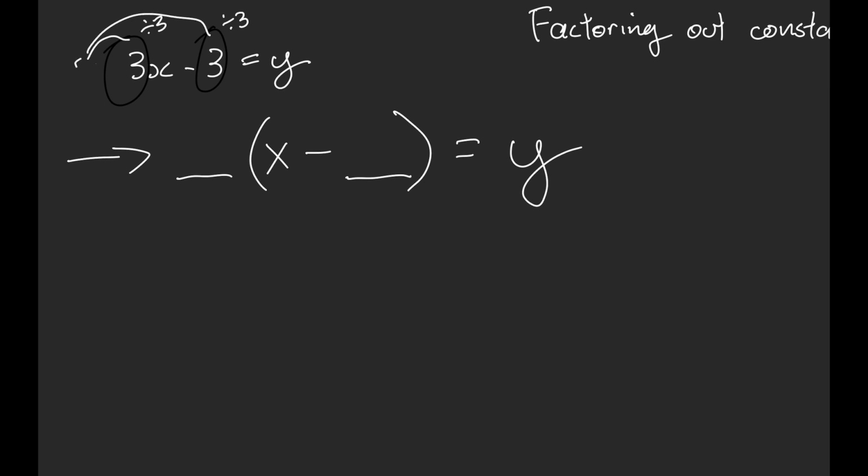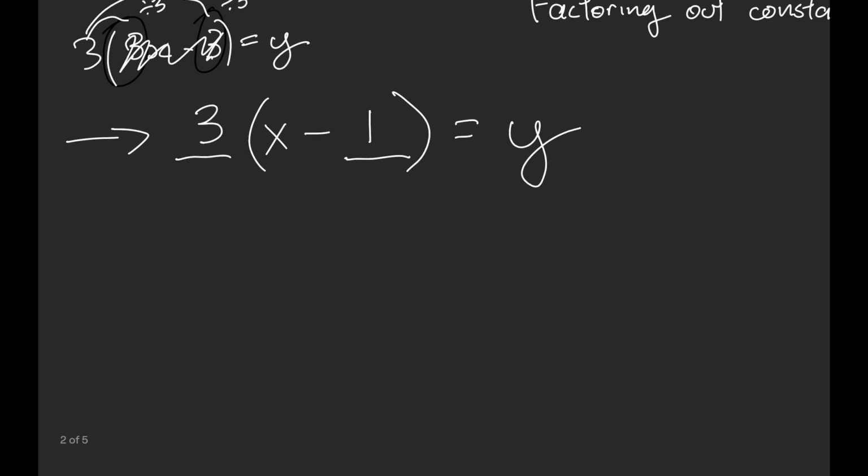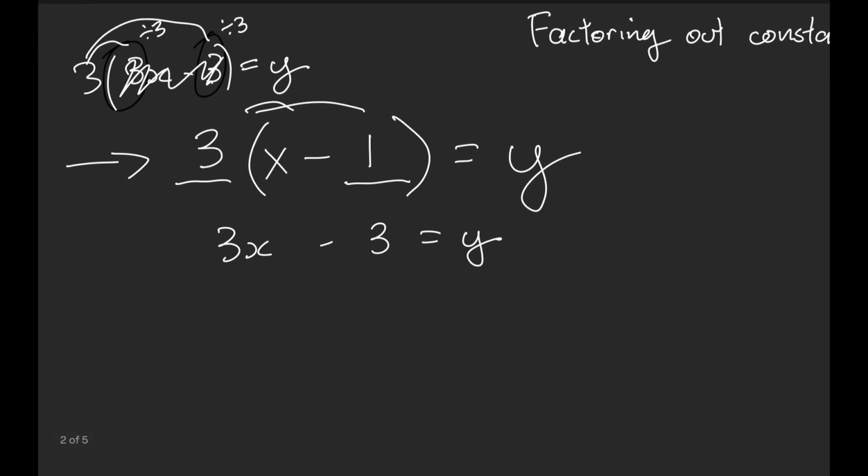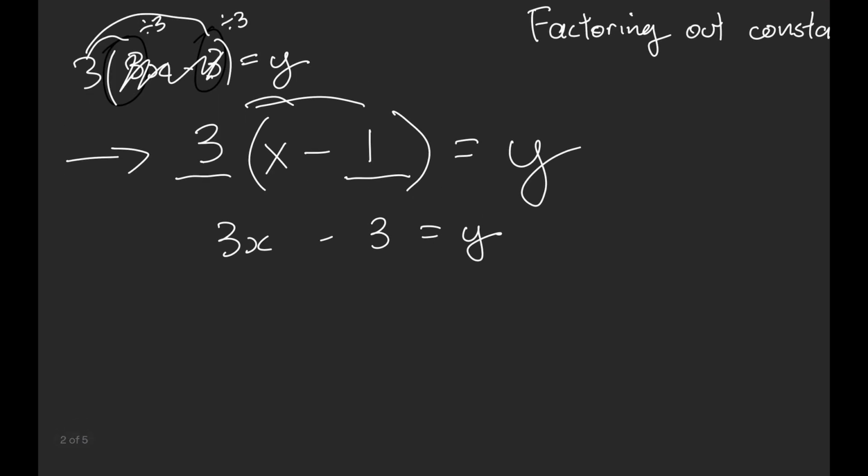So these 3's are going to come out of the equation. They're going to end up here. And then we're going to have a new set of stuff inside these brackets. So what this will look like, we bring out the 3. 3x divided by 3 is just x. And 3 divided by 3 is just 1. So we now have 3 times x plus minus 1 equals y. If we want to distribute this back in, we have 3x minus 3 equals y. Same thing. So it's exactly like reverse distribution.